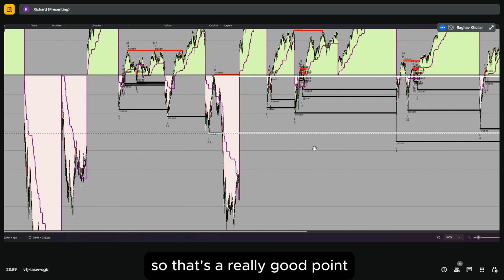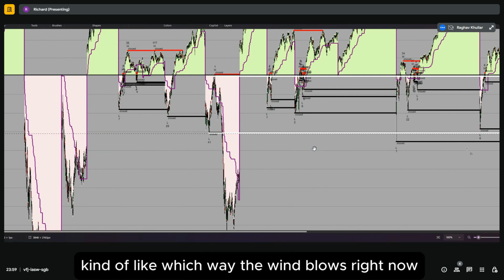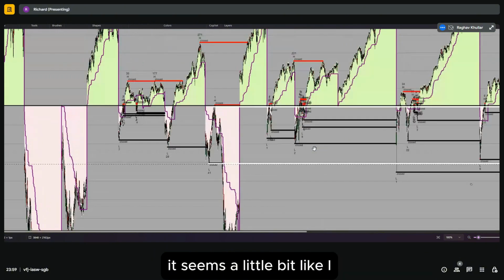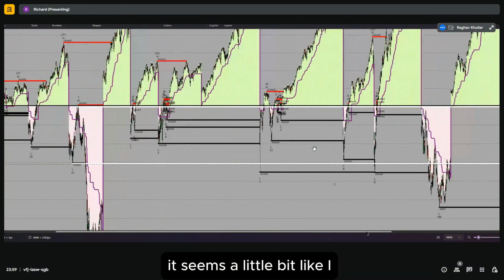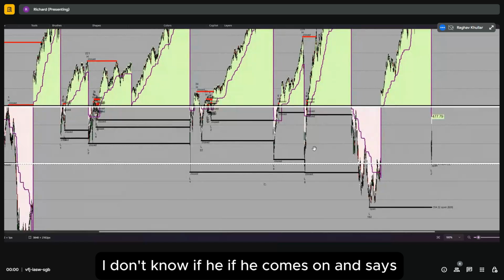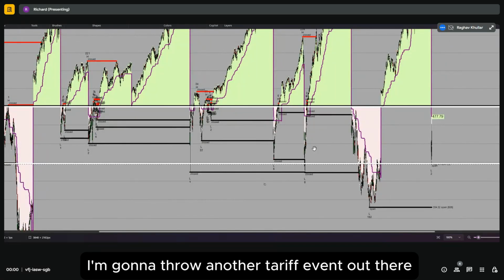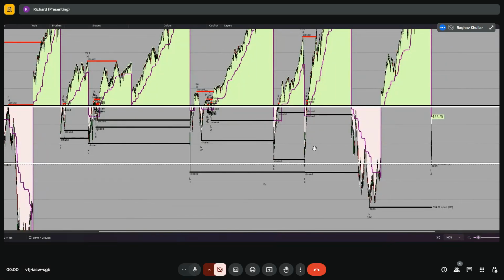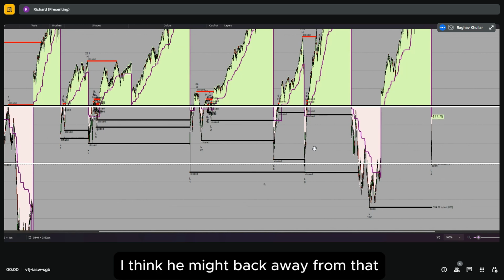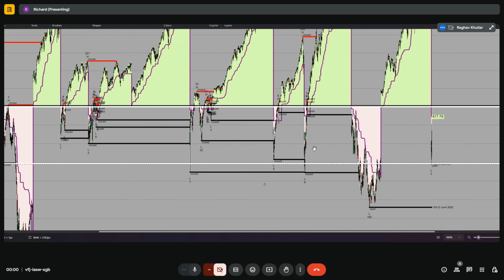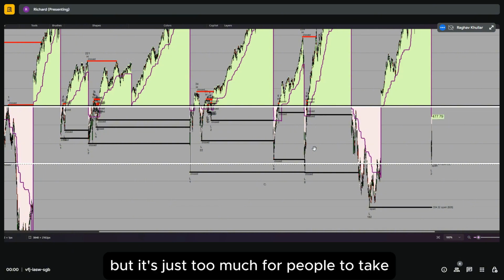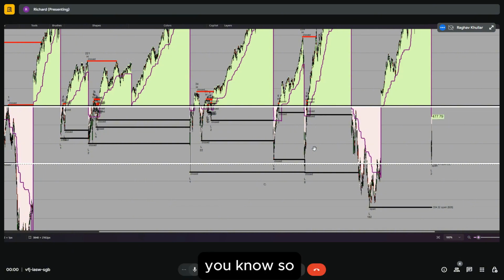Right. That's a really good point, because it's kind of like which way the wind blows right now. I don't know if he comes on and says, I'm going to throw another tariff event out there. He might. But I think he might back away from that, because by now I think he would be like, it's just too much for people to take.